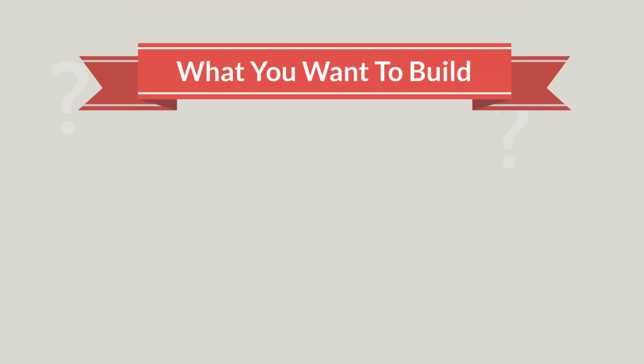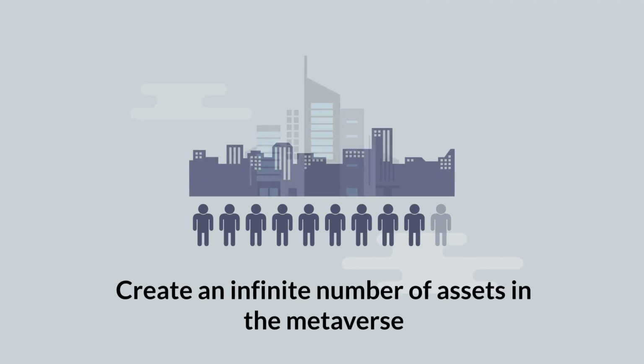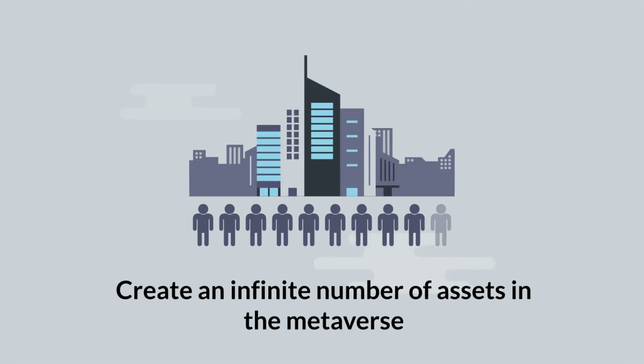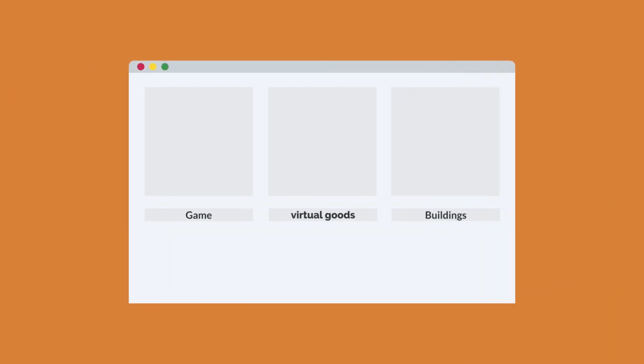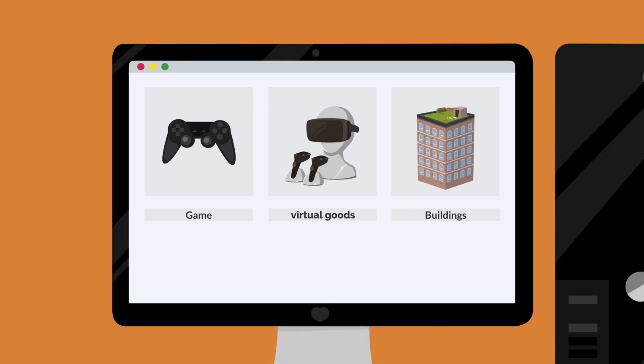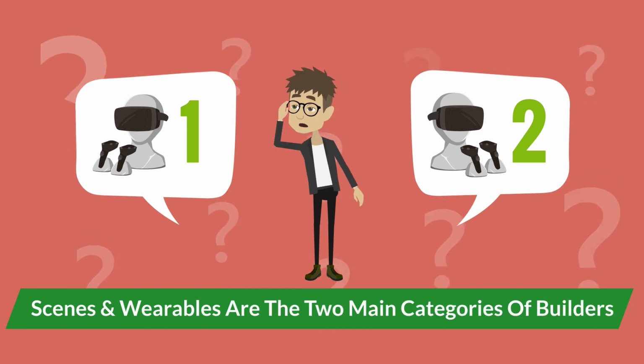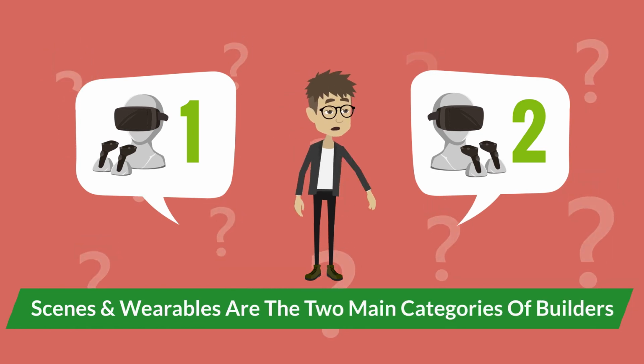Step 1 is decide what you want to build. Deciding what you want to create is the first step. You can create an infinite number of assets in the metaverse, just like in the real world. The metaverse gives you the ability to create anything from games to virtual goods to buildings from the comfort of your computer. Scenes and wearables are the 2 main categories of builders you will encounter in the metaverse.